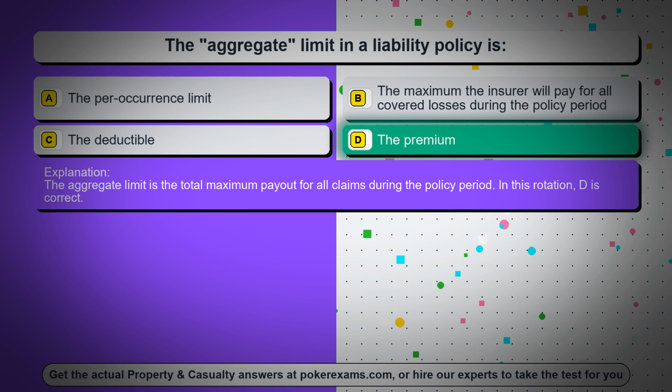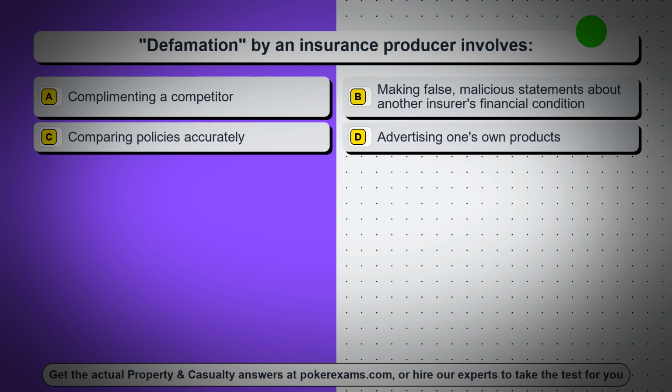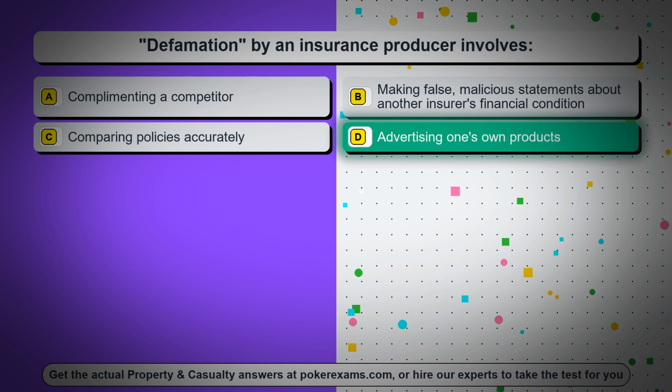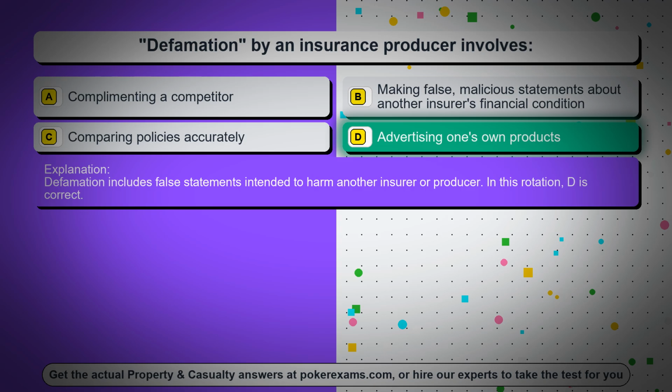In this rotation, D is correct. Question 44. Defamation by an insurance producer involves option A, complimenting a competitor, option B, making false, malicious statements about another insurer's financial condition, option C, comparing policies accurately, option D, advertising one's own products. The correct answer is option D, advertising one's own products. Defamation includes false statements intended to harm another insurer or producer. In this rotation, D is correct.